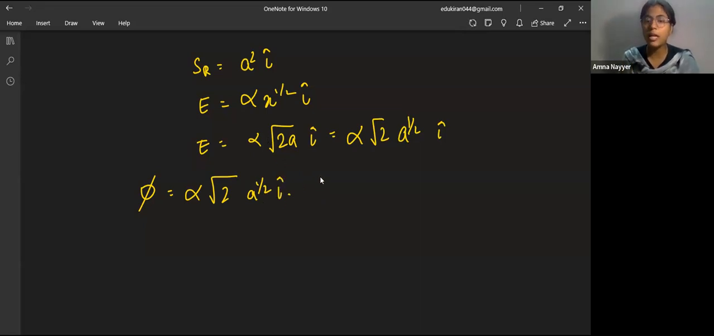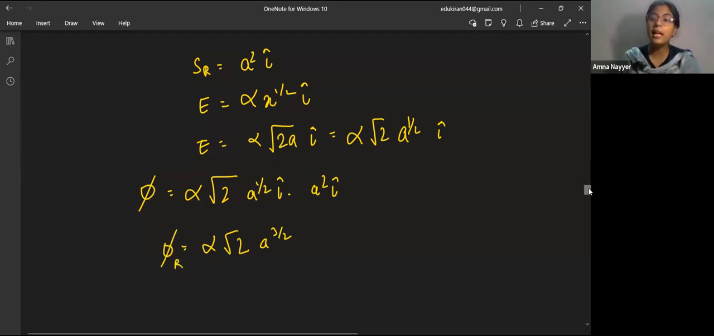Dot, because i cap dot i cap will be 1. So this i cap dot, and what is the surface area? a square i cap, right? So i cap dot i cap will be 1, that we already know. So what is left? Alpha is left, root 2 is left. Now half plus 2, this is going to be 4 by 2, you will subtract this. So this will be 3 by 2. So a to the power 3 by 2, right? And i cap got cancelled. This is the flux towards the right.